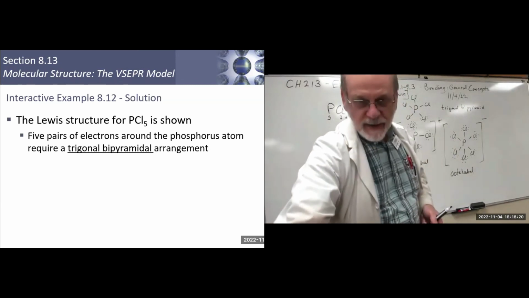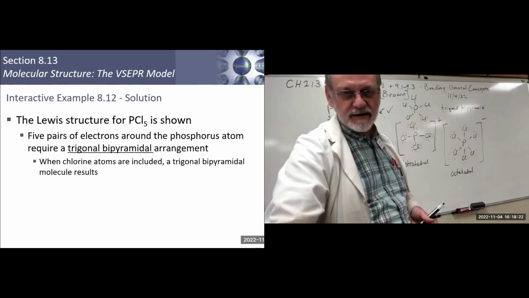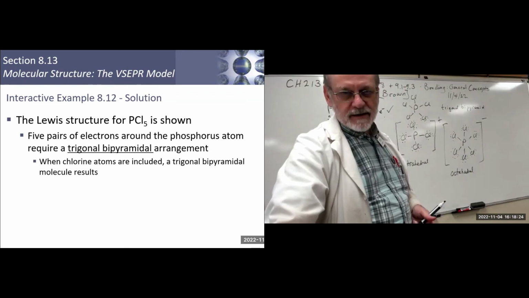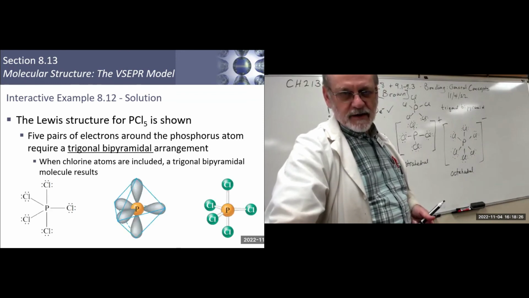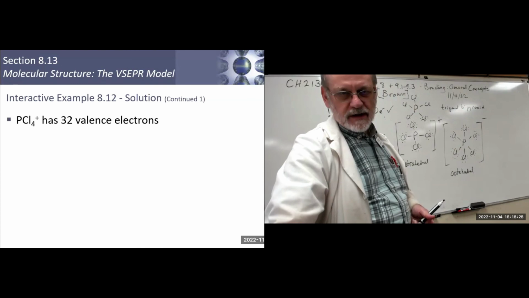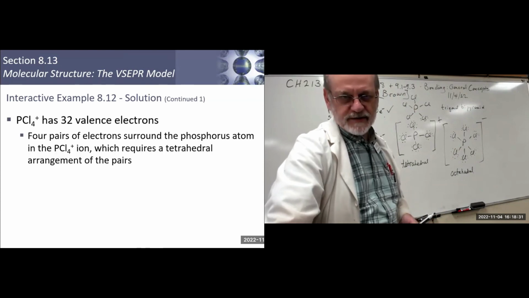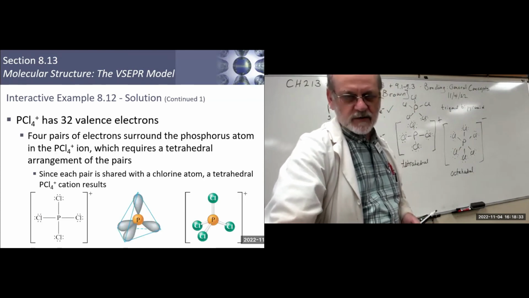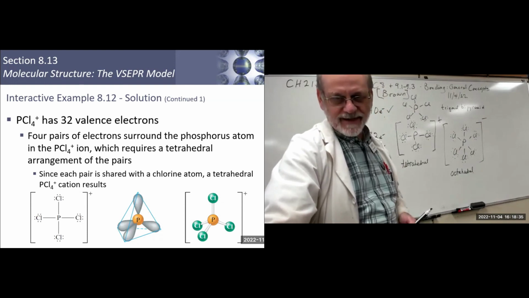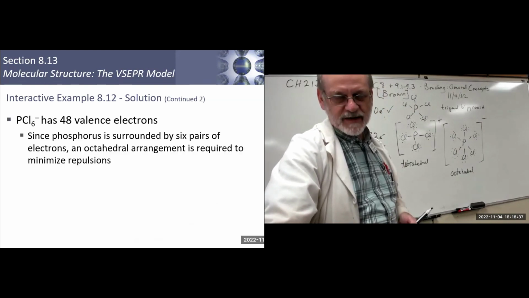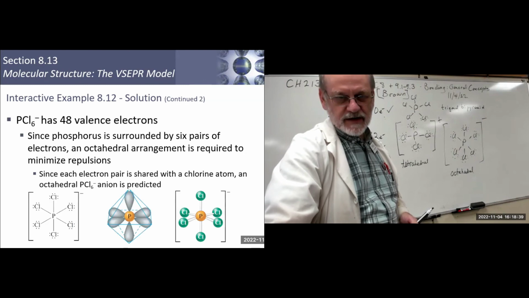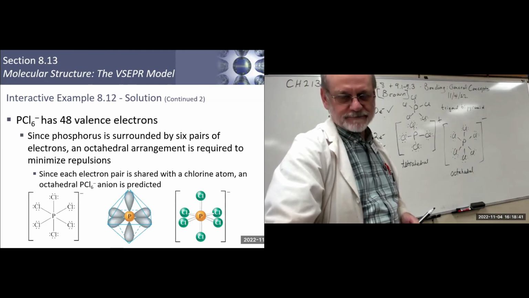Okay, trigonal bipyramid for the PCl5. There we go. And the PCl4 plus gives us a tetrahedron. There we go. And the PCl6 minus gives us octahedron.